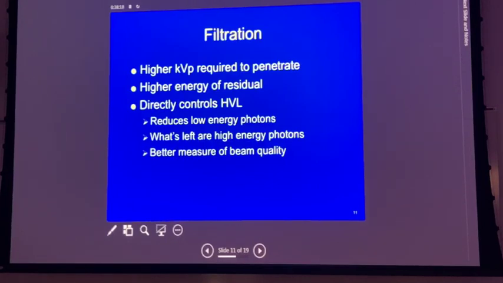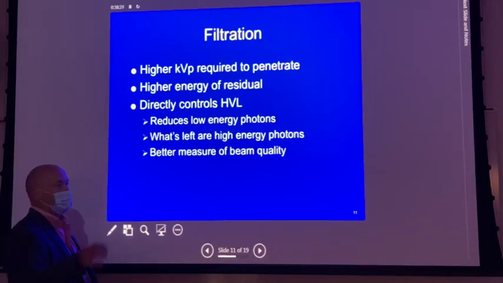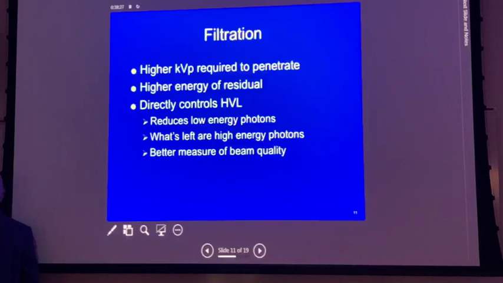So with filtration, this is really, I probably should have said kV rather than kVp, but kV, you require a higher average kV in order to penetrate through the filter itself. So you get a higher energy of the residual x-ray beam, and it directly controls your half value layer, reducing low energy photons. What's left are higher energy photons, and therefore half value layer is a better measure of beam quality than kVp. It takes more into consideration.